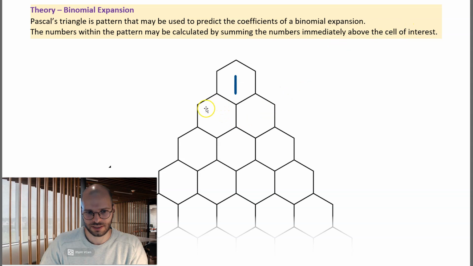So if you've got the cell of interest here, the way in which you predict the numbers inside it is you sum the numbers that are above it. So in this case, the only number above is 1, so it's 1. And of course to the right, the only number above this cell here is 1, so it's 1.